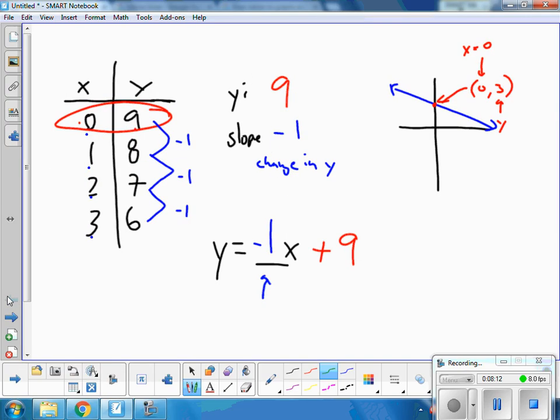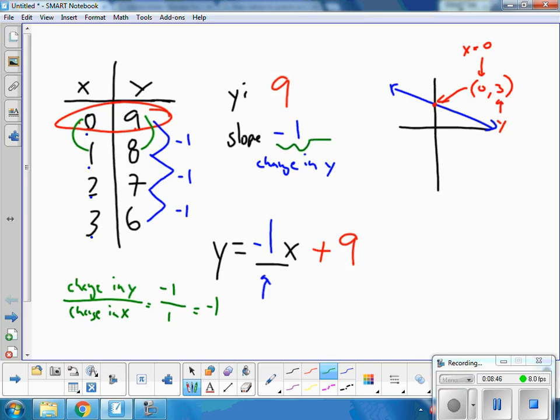Do I have another one? Woohoo, I got another one. So I'm going to look for my change in y over my change in x. That is some fantastic handwriting right there. Show that one to my grandma. Okay, so let's look at change in y. I'm just going to pick one of them. From here to here, it's negative 1. Now I'm going to do my x. From here to here, it's 1. And that equals negative 1, which is my slope.